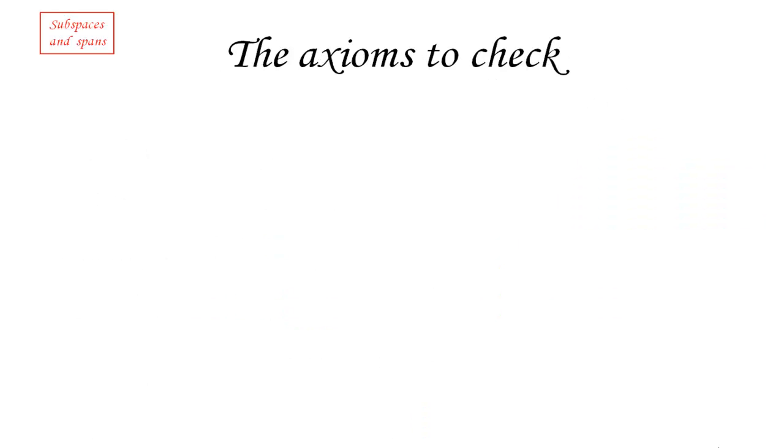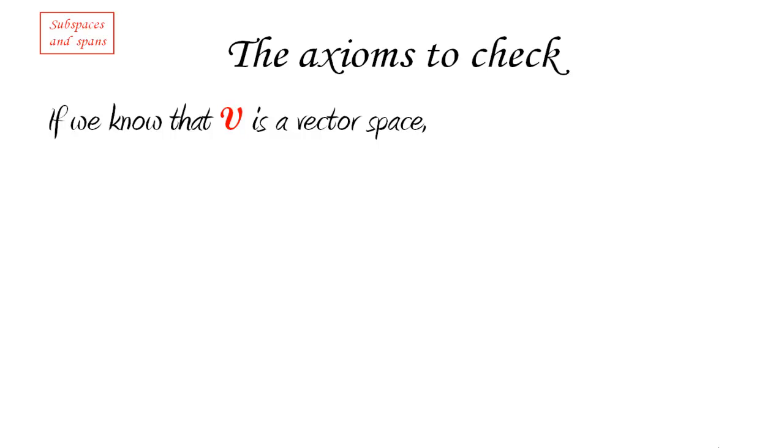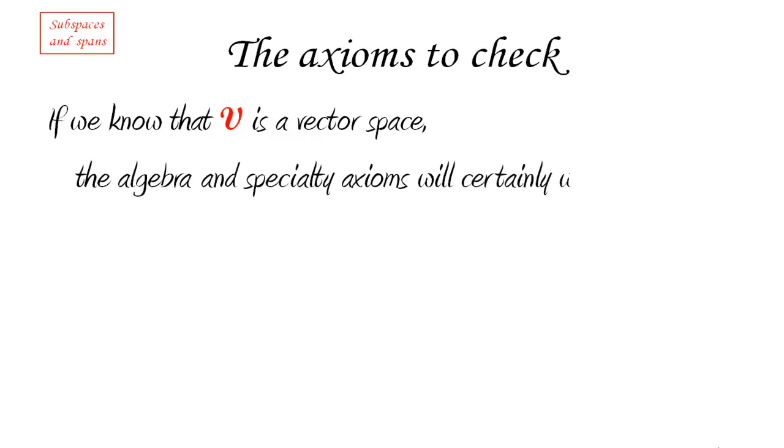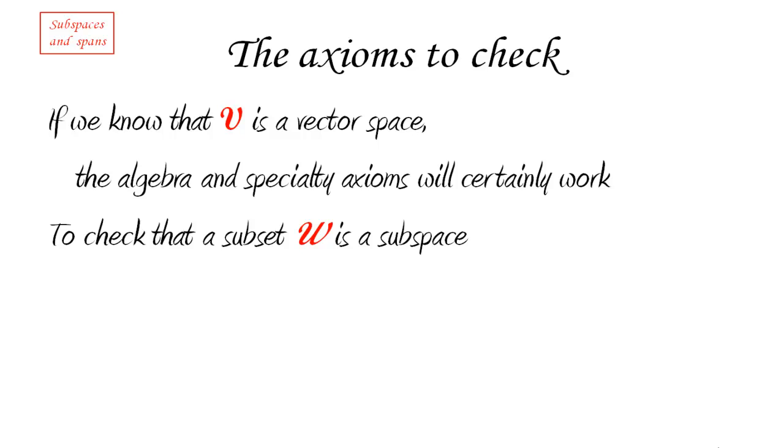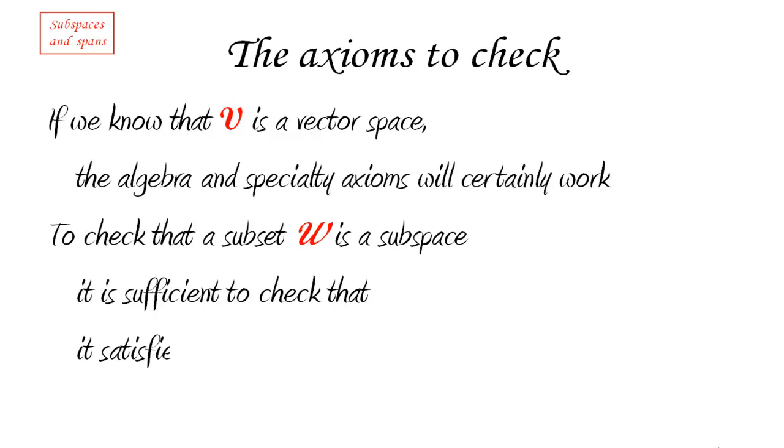It turns out, in fact, that if this is the situation we're in, a larger space and a subset within it, we don't actually need to check all 10 axioms. The reason is that if we know that the large space is a vector space, then the algebra axioms will certainly work, because they just come from the way the operations work. So everything is going to work fine for those 8 axioms. The only ones that need to be checked, in order to see if a subset is in fact a subspace, are the closure axioms. Remember, those are the only two remaining axioms.